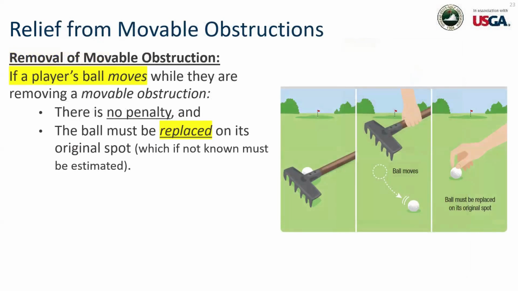And great pictures in this book. We're going to talk about moving the movable obstructions. In this example, a player's ball is resting against that rake. So what we're going to do is move that rake and see if the ball moves. If it does, we're fine. We're in the no penalty rule here, so not a problem. But we just need to get that ball back to where it was when it was resting against the rake. You don't need to mark it in this situation. You can if you want to, not a big deal. But just pick up that movable obstruction. If the ball moves, put it back. No problem, no penalty, and you're good to go.